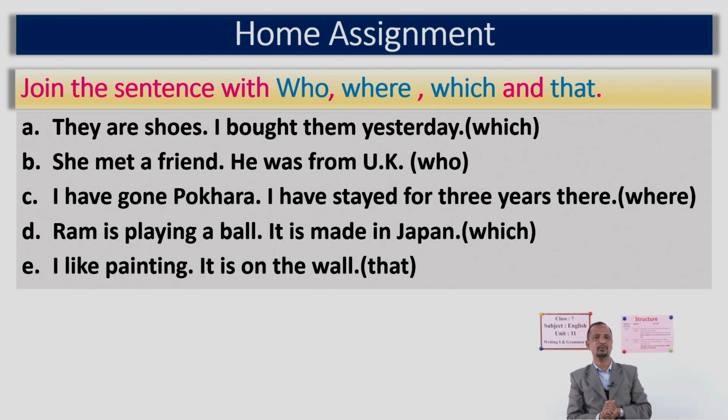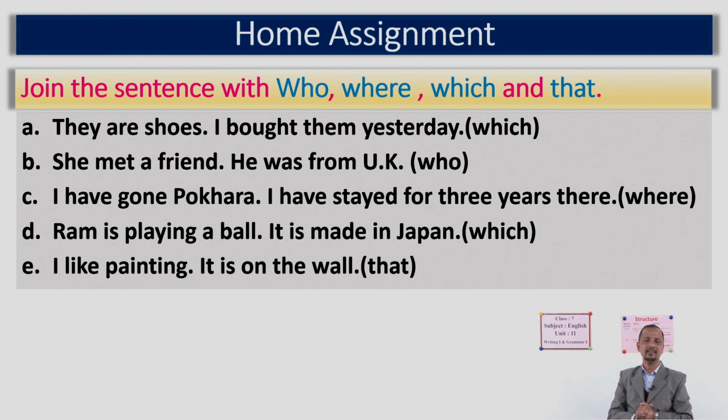Apart from them, here you can see this is also a home assignment. Join the sentences with who, where, which, and that. There are shoes about them yesterday. Join with which. May I give the answer or clue? They are shoes which about yesterday. Similarly, B number. She met a friend who was from UK. This is your work. C number, D number, and E number. These things you have to do yourself. Are you ready? Okay, well done.